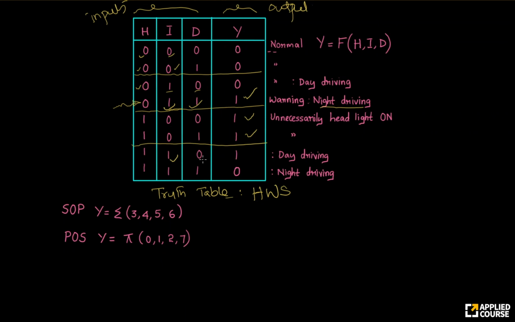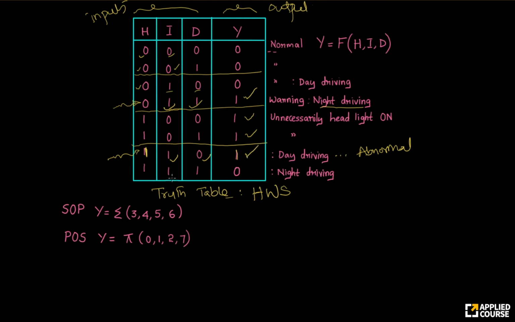Vehicle is on and it is a day driving, but the headlight is on. For day driving we don't require the headlight, but it was on, hence it is a violation, it's abnormal operation. The moment it is abnormal operation, Y has to be 1.